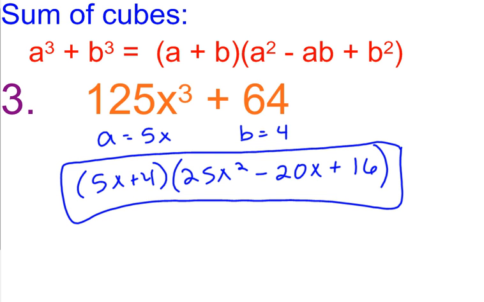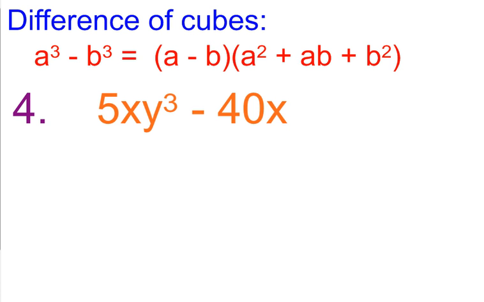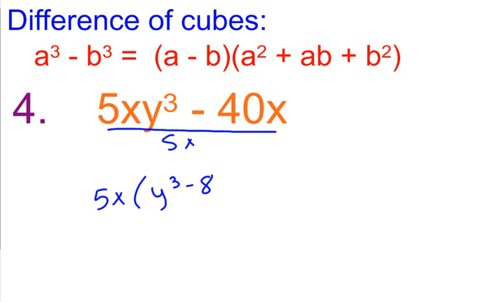The last one we're going to do then is number 4. Number 4 is one like this you'll see on Excel math, so I want to make sure we covered it. Number 4 has a greatest common factor. And so I need to take that out. I can divide both of these numbers by 5, and I can take an x out. So I'm going to say 5x and then a parenthesis. And I would have y cubed minus 8.